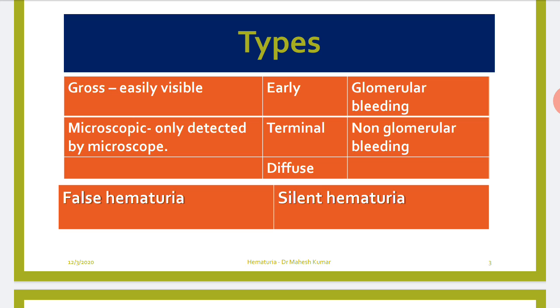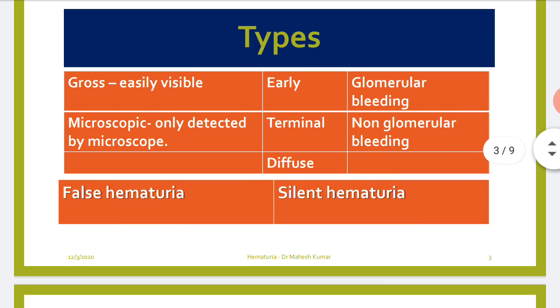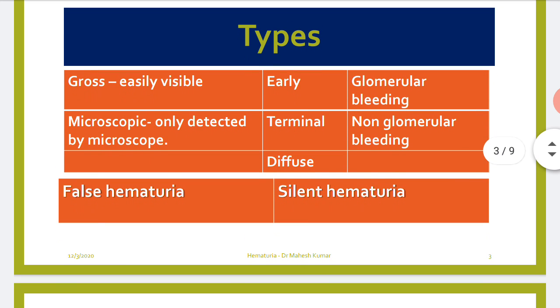RBC casts may be present in glomerular bleeding, while RBC casts are absent in extraglomerular bleeding. RBC morphology is dysmorphic in glomerular bleeding and normal in extraglomerular bleeding. So, in summary, glomerular bleeding has red, smoky, brown or cola colored urine, clots are absent, RBC casts may be present, and RBC morphology is dysmorphic in nature.